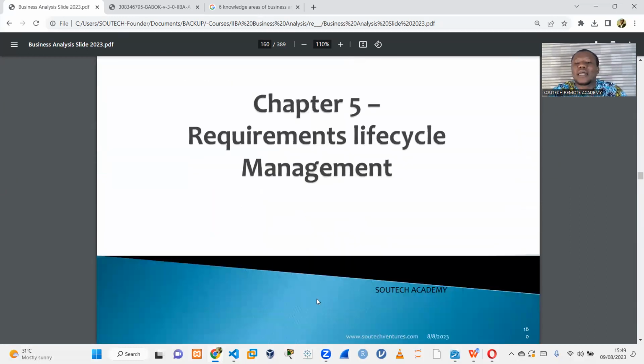Okay, so let's look at requirement lifecycle management. What we're trying to say is that as we try to elicit requirements, those requirements are going to have a kind of life cycle. Not all of them are going to make it to the end of the project.